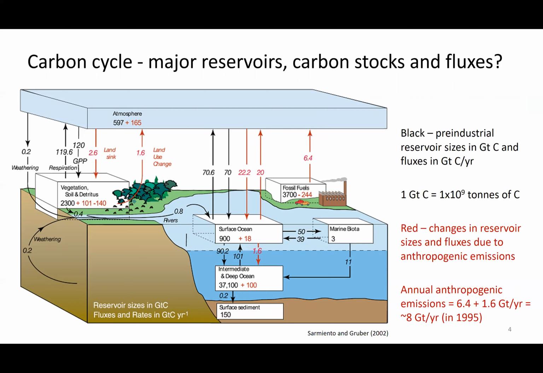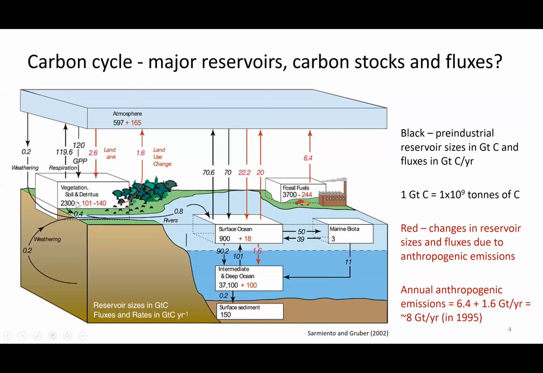So with those numbers in hand, let's quickly have a look at the size of the reservoirs that are indicated here. So here we have the atmosphere at the top, and there are about 600 gigatons, or there was about 600 gigatons of carbon in the atmosphere in pre-industrial times, and we've since added an additional 165 gigatons of carbon. I'll show you that's actually quite a lot higher than that, because this diagram actually relates to numbers back in the mid-1990s.